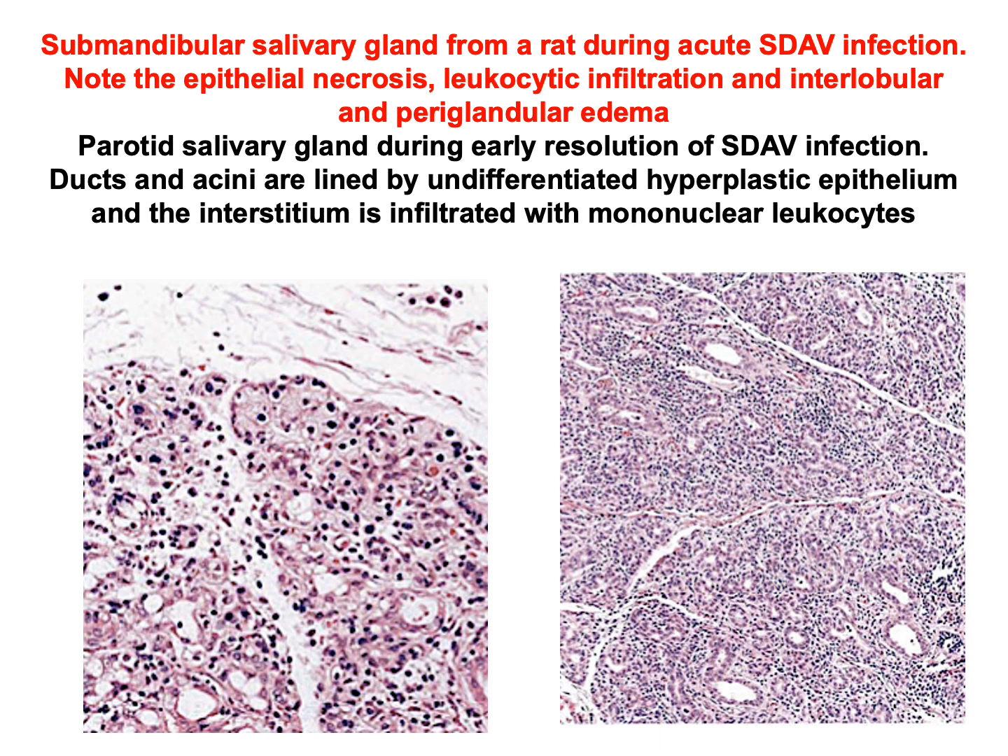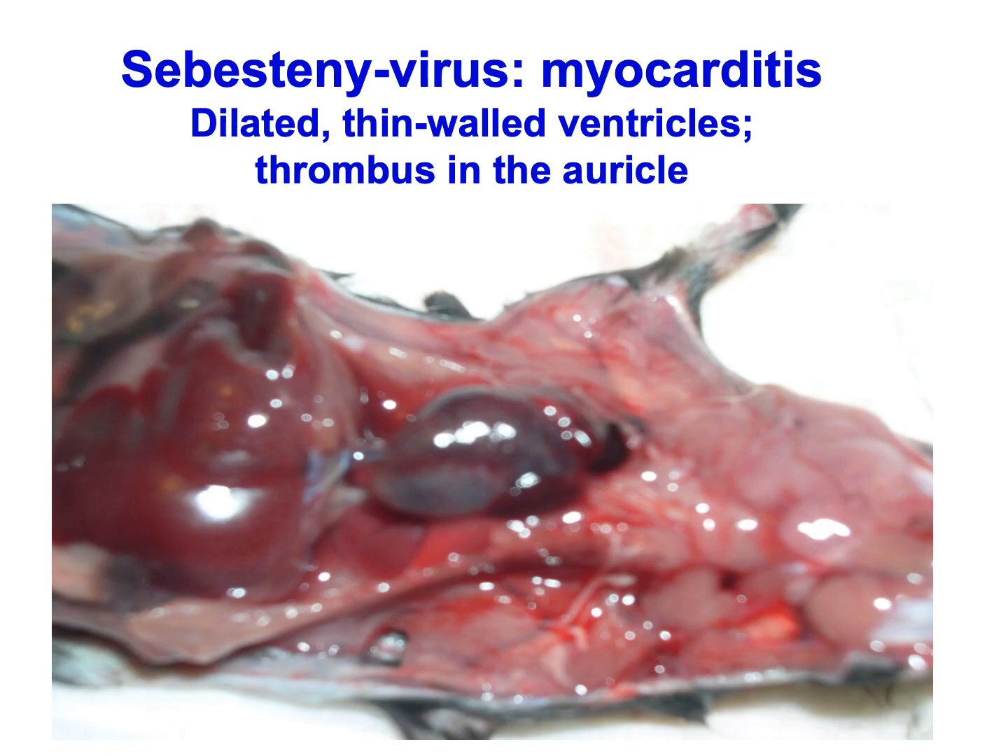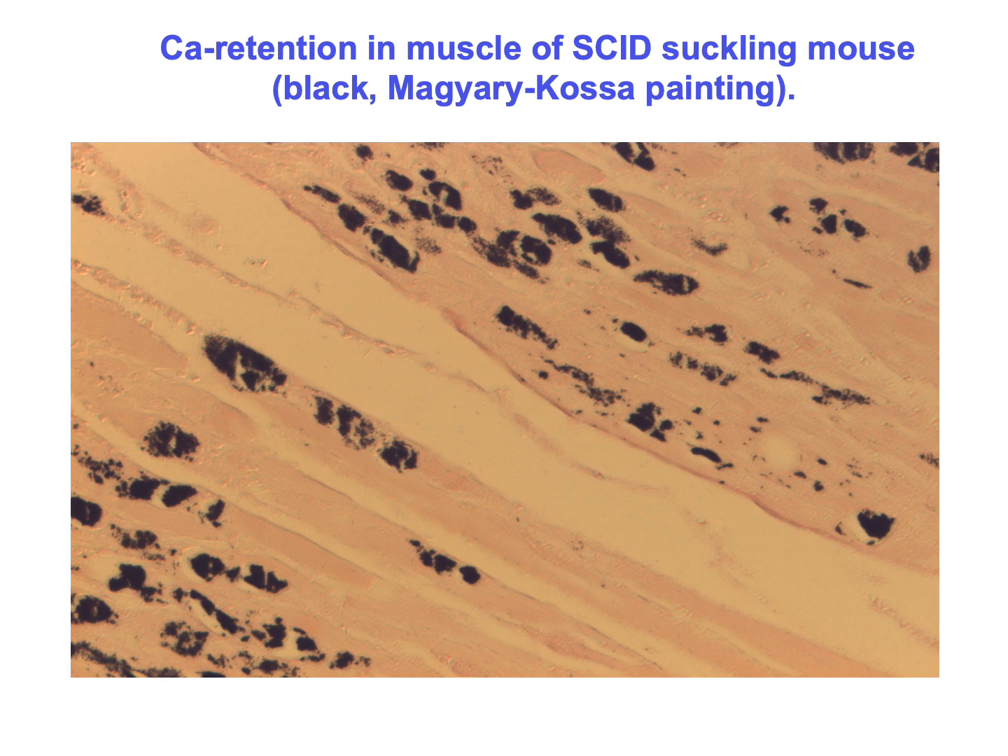Ducts and acini are lined by undifferentiated hyperplastic epithelium, and the interstitium is infiltrated with mononuclear leukocytes. The next virus was isolated by Sebastian. Muscle: you can see, as a sign of degeneration, calcium retention in muscle of suckling mice. What is black is the calcium, by Magyari Kosha staining. I draw your attention that Magyari Kosha used to be the professor of pharmacology 100 years ago or more.